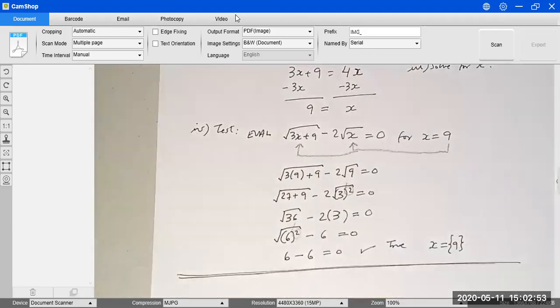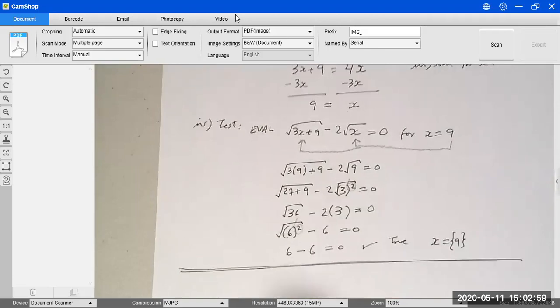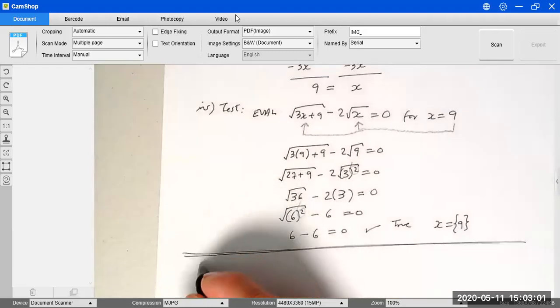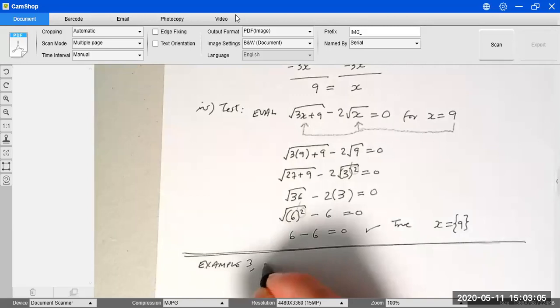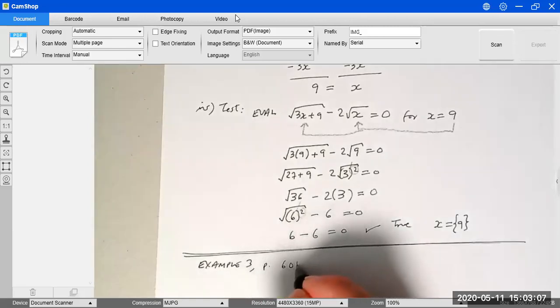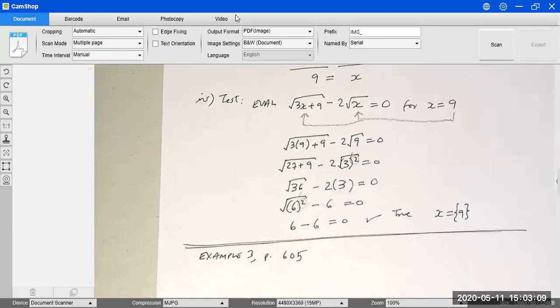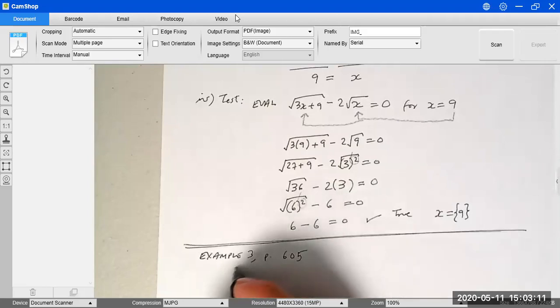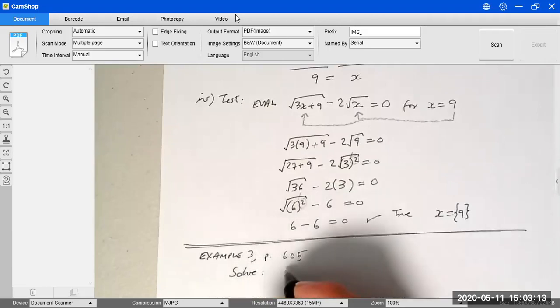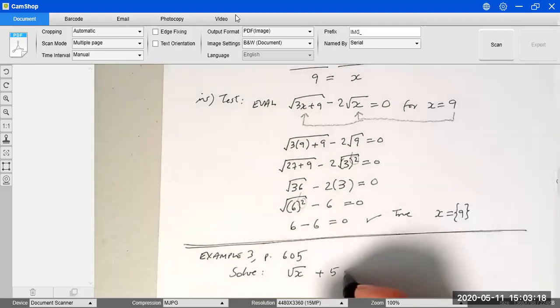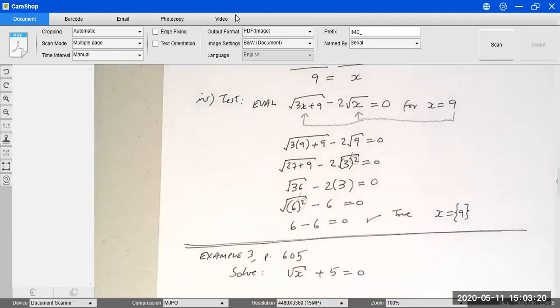Okay. We have another problem. So we have example 3 on page 605. So we're going to solve now the following radical equation. Square root of x plus 5 equals 0.